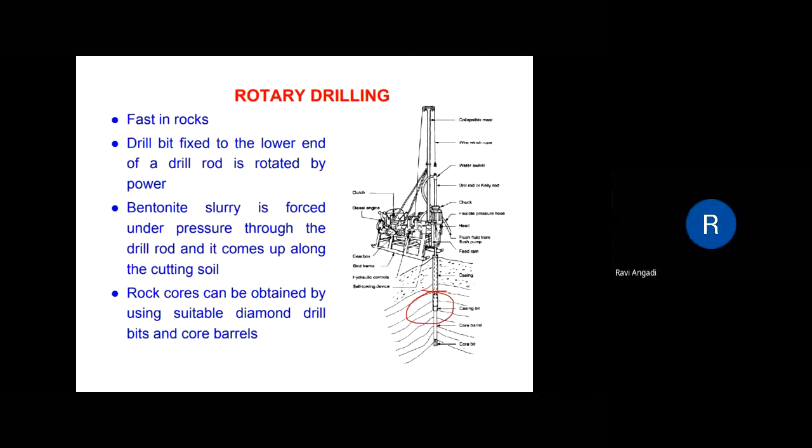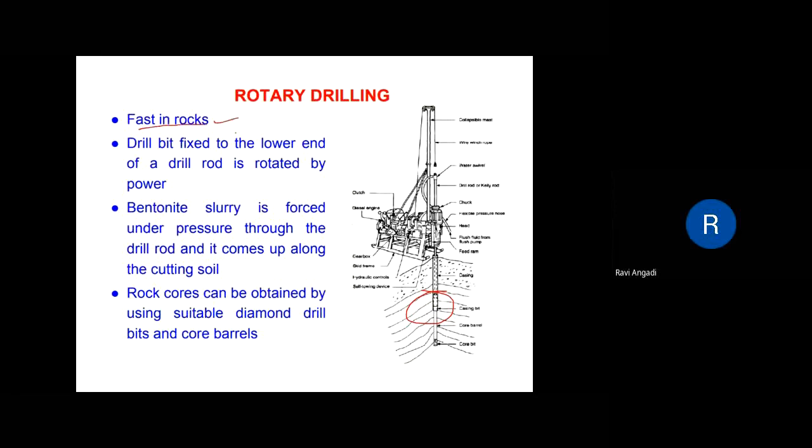The cutting bit shears off chips of the material penetrated, and a drilling fluid under pressure is introduced through the drilling rod to the bottom of the hole. The fluid carries cuttings of the penetrated material from the bottom of the hole to the ground surface through the annular space between the drilling rod and the walls of the hole. The drilling fluid is also used to cool the drilling bit.